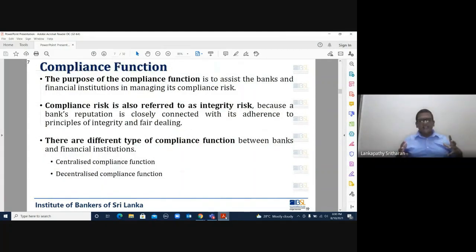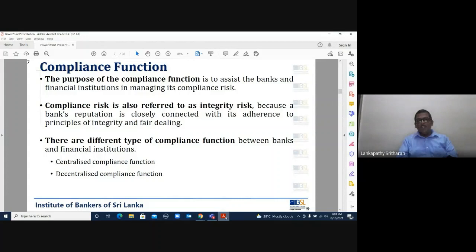The centralized compliance function is typically a centralized department for compliance, and there will be a chief compliance officer, like a chief risk officer. The chief compliance officer will be in charge of the compliance function, and all the regulatory reporting and everything will be routed through that particular centralized compliance department.